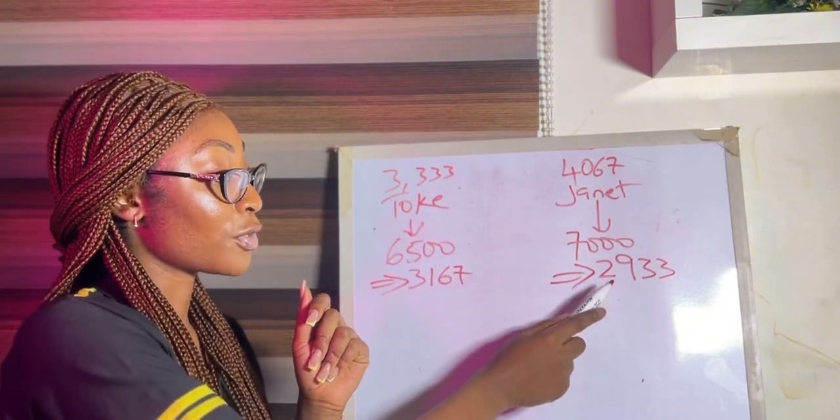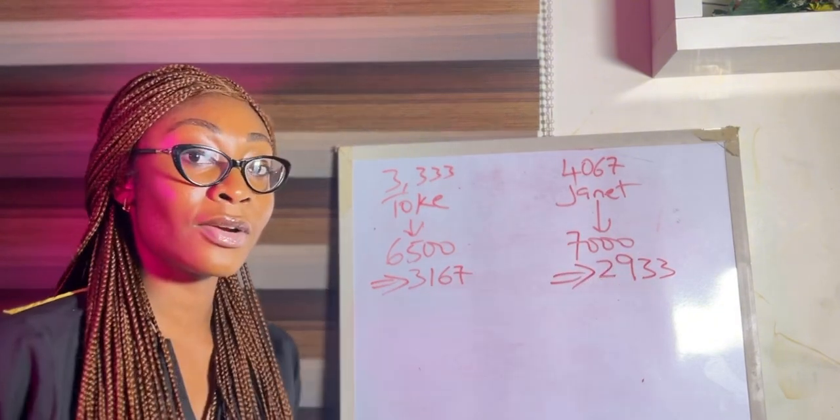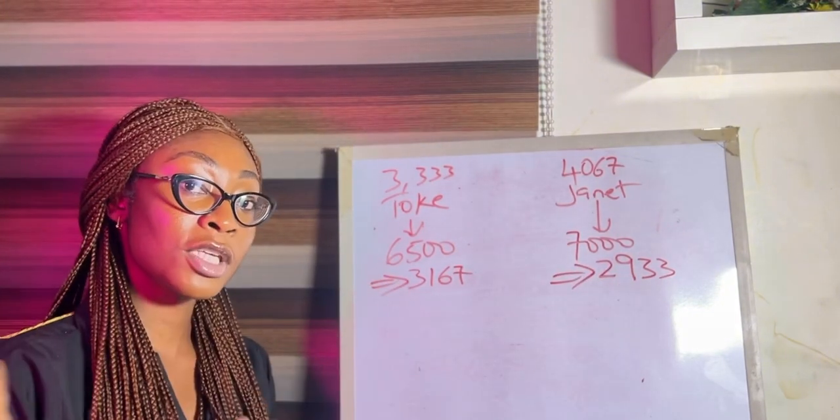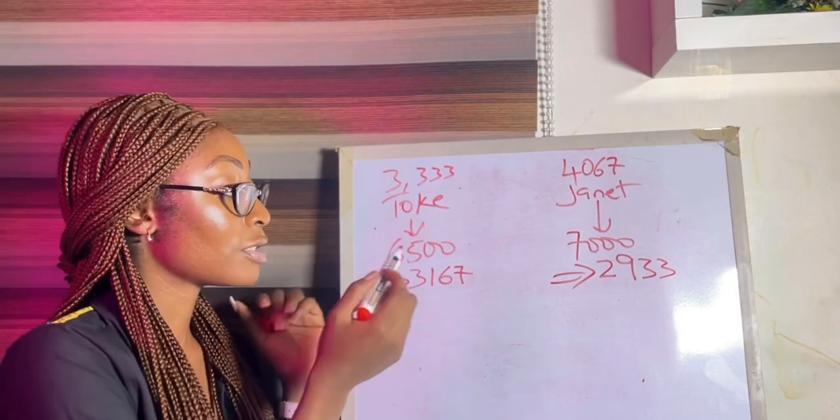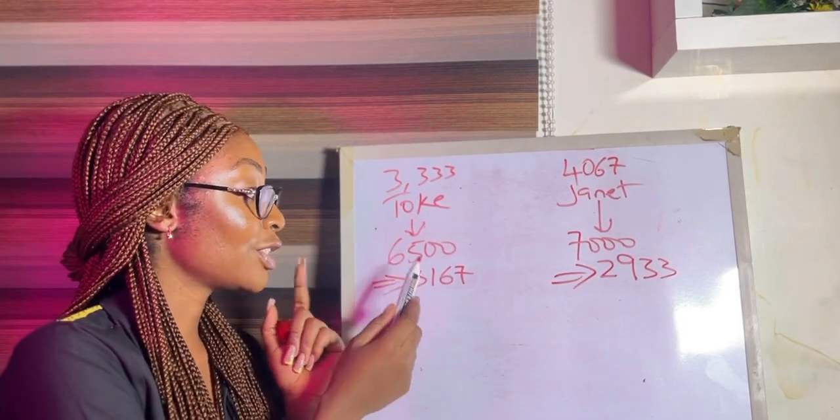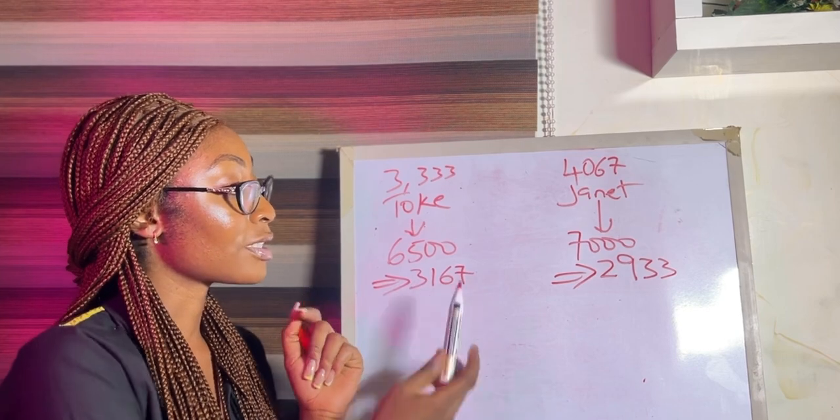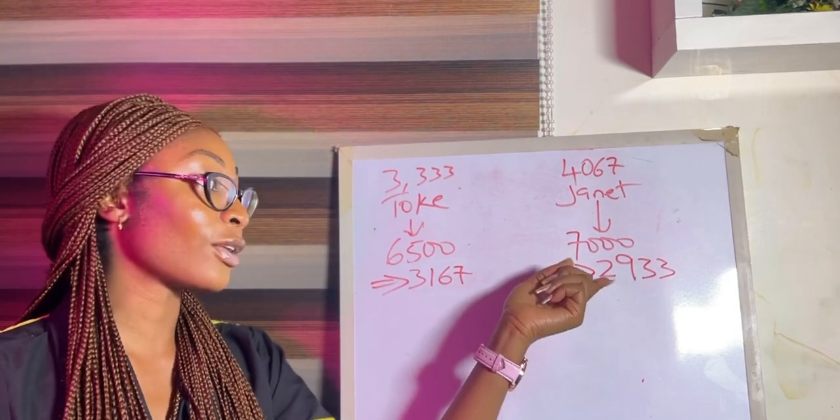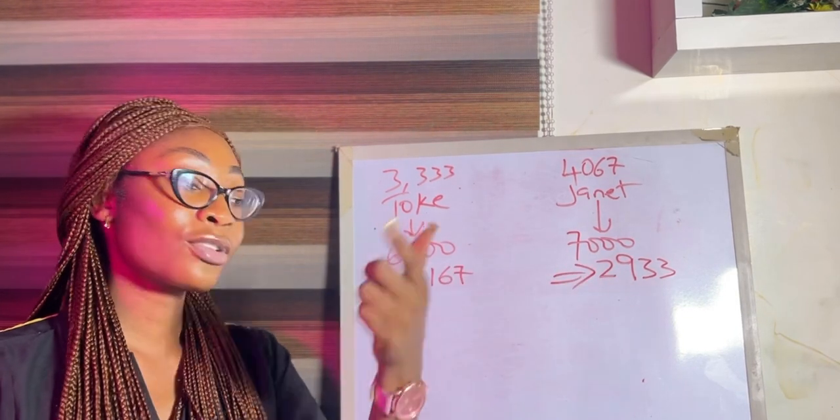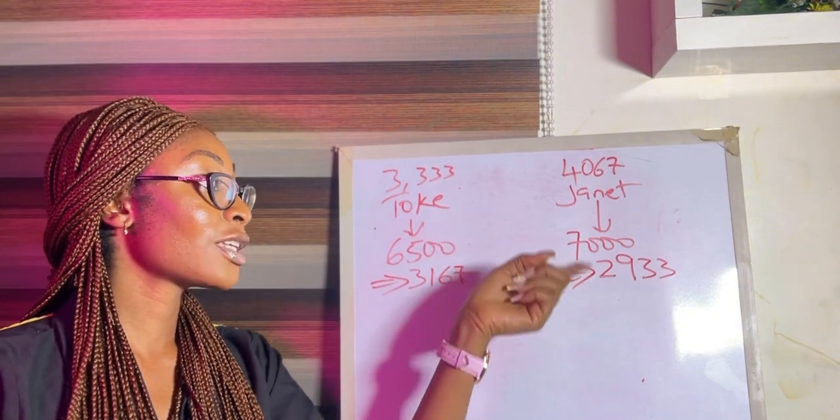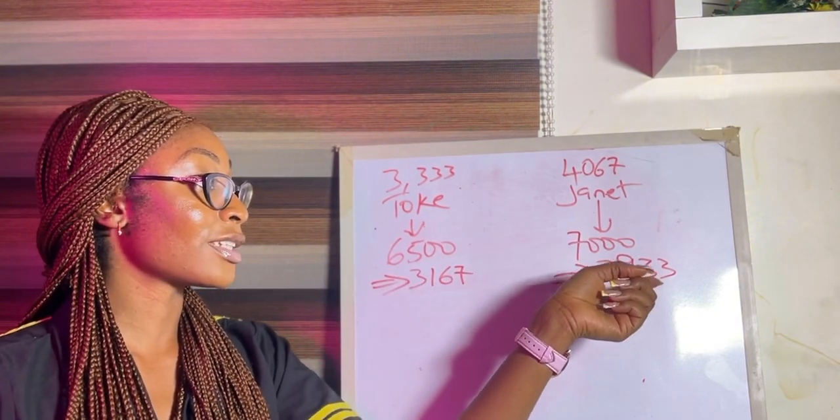Then Janet is getting a profit of 2,933 naira. If I may ask you, who is making more profit? You'll be quick to say Janet is making more profit because the amount she's making is 3,167 naira. And you'll say Toke is running at a loss, or rather, she's not even running at a loss. She's making less profit because her profit is 2,933 naira.